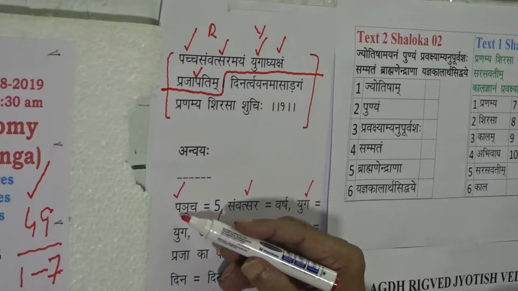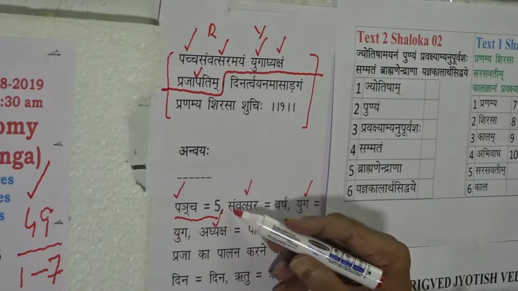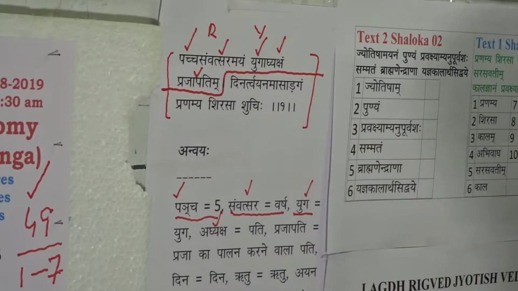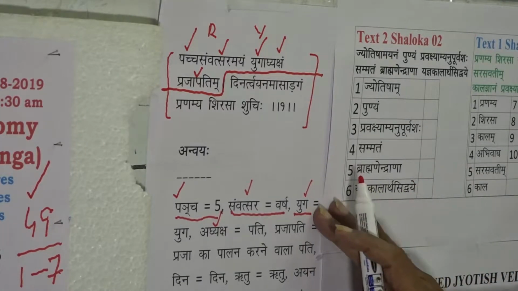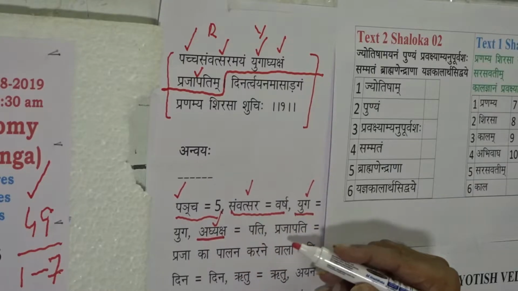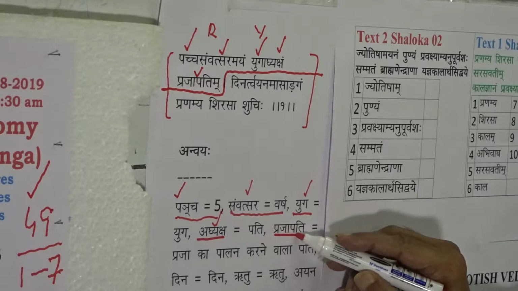These 5 formulations are Panch with simple rendering 5, Sanvanstar with simple rendering Varsh as a year, Yug means a duration, creation's existence, phenomenon, unit. Adhyaksh is the presiding deity, and presiding deity is Parjapati, Lord Brahma. Creator is Parjapati. Lord Brahma, Creator the Supreme, has the responsibility of having complete sustenance of the creations.